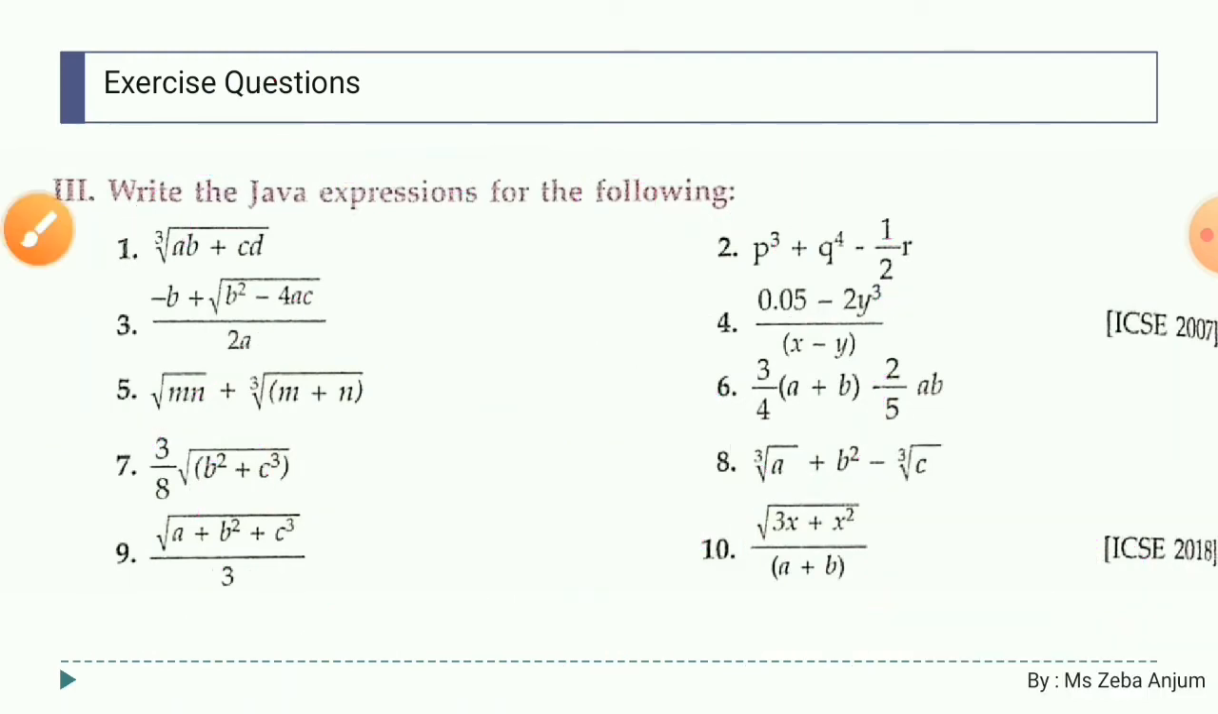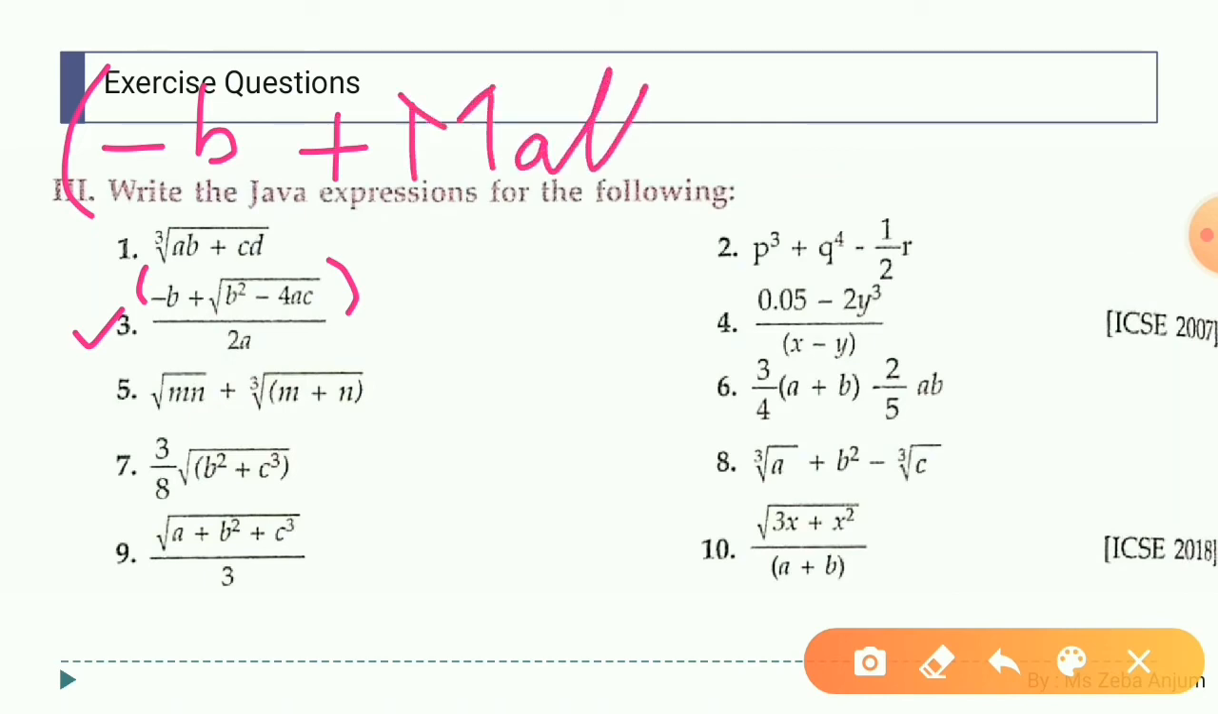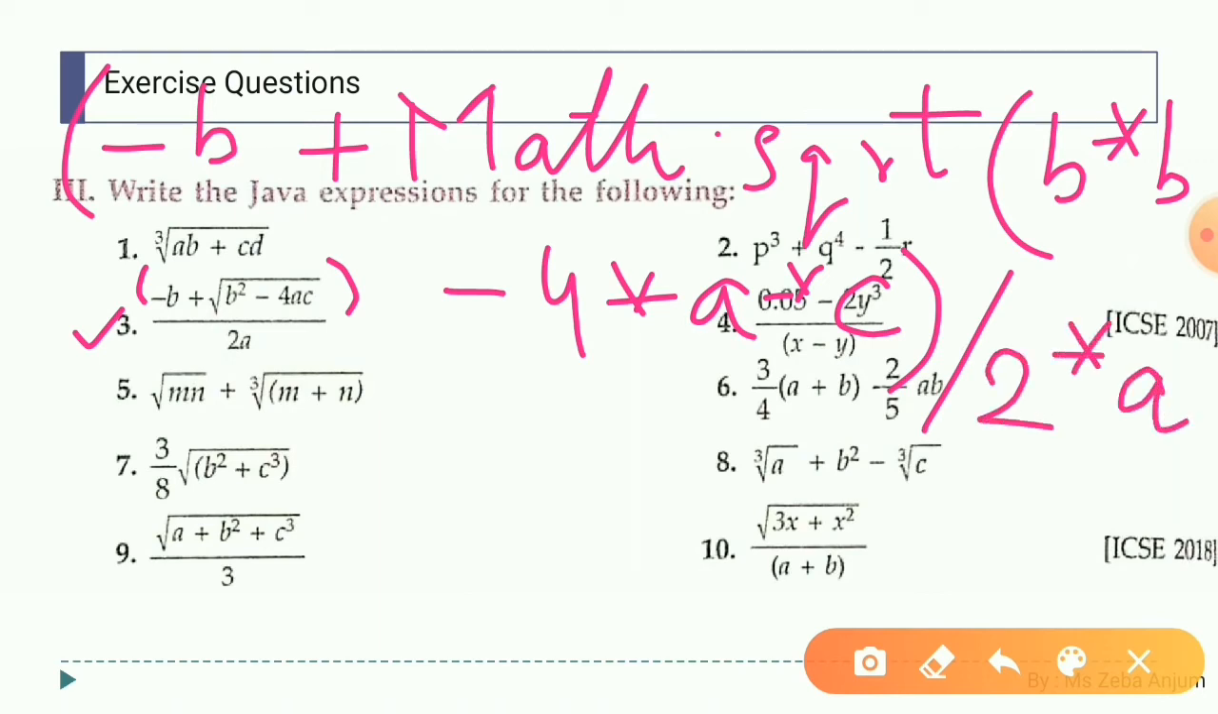Now see the third part, we are having minus b plus and this whole thing. So firstly we are going to enclose our numerator in brackets. Start the bracket, then minus b plus, we are having the square root function, so clearly we will write Math.sqrt, and in brackets everything: b into b minus 4 into a into c. And this whole thing will be divided by 2 into a. Then afterwards you will write the semicolon.